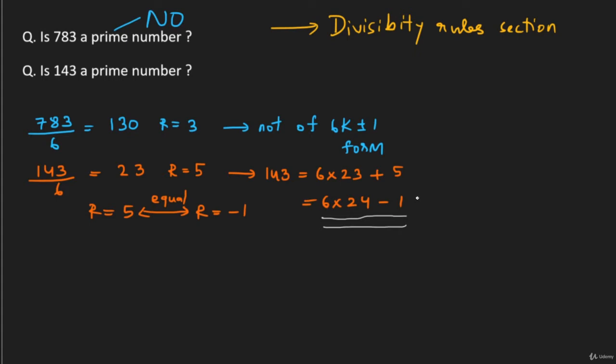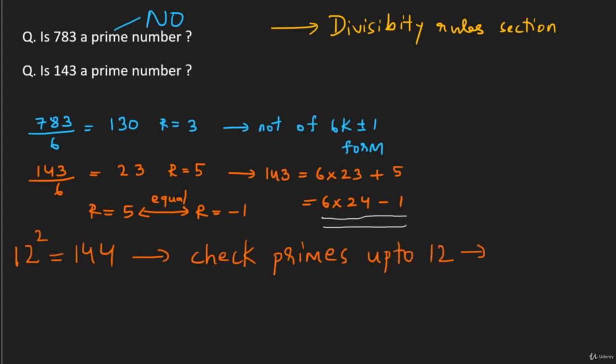Now we have discussed that this alone is not enough to establish 143 to be a prime number. If 143 was not of the form 6k plus or minus 1, we could have eliminated 143 from being a prime number. But as that condition is satisfied, let's check using the method that we discussed before whether 143 is a prime number. The first step is to identify the next higher square number, and we know that 12 square is equal to 144. Therefore you need to check primes up to 12.